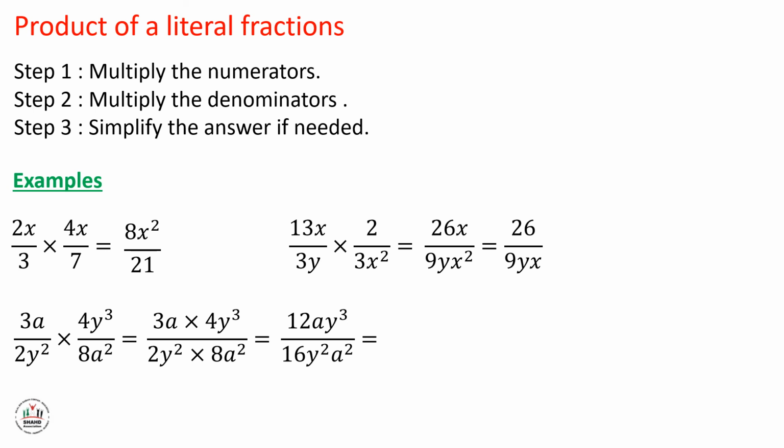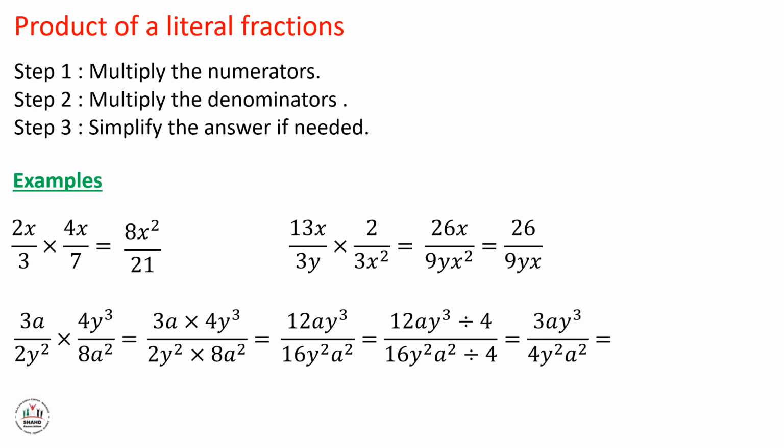Now, let's simplify the numerical coefficients and the literal coefficients. So, both 12 and 16 can be divided by 4. So 12 divided by 4 is equal to 3. 16 divided by 4 is equal to 4. Now, if we want to simplify the literal coefficients, we can simplify y cubed with y squared to give us y in the numerator, and a with a squared to give us a in the denominator. And the final answer will be equal to 3y over 4a.